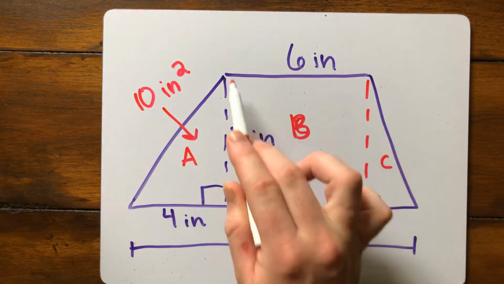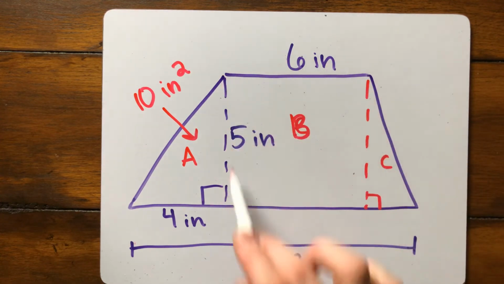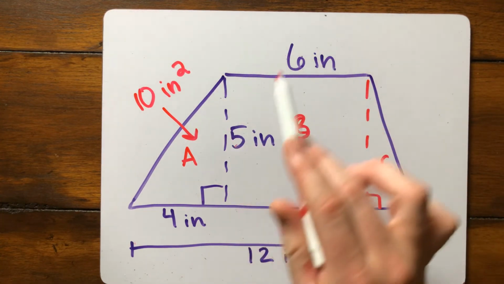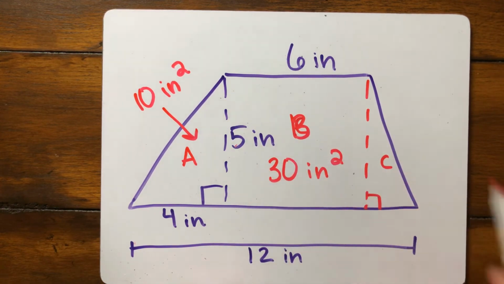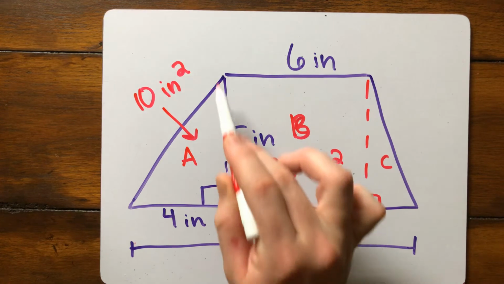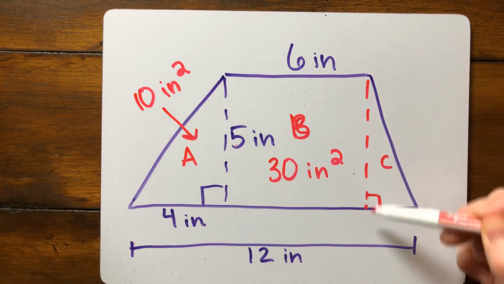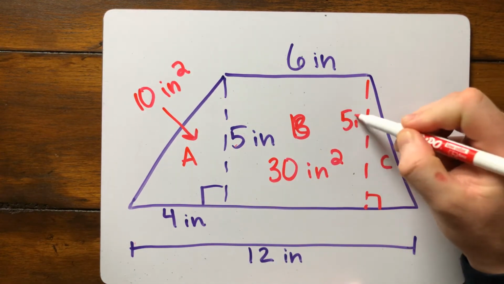This is not a triangle. We do not need to divide it by 2. We just do length times width. 6 times 5, we get 30 inches squared. Now again, if the height over here is 5, the height over here is 5. So this is 5 inches as the height.